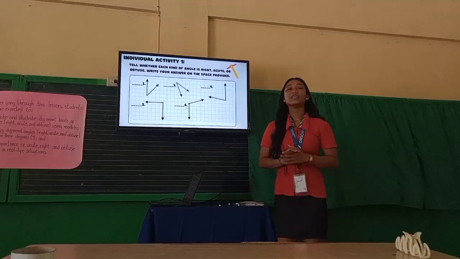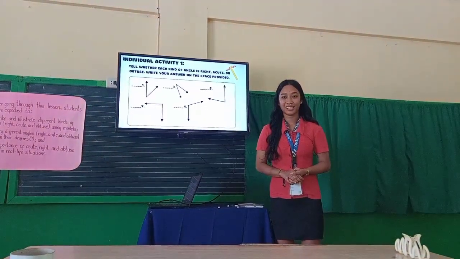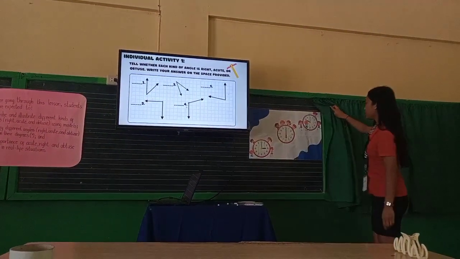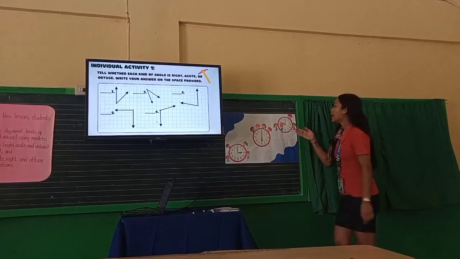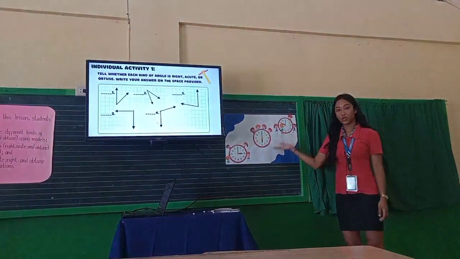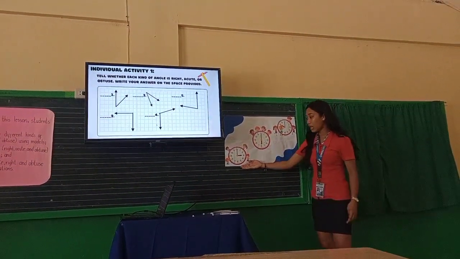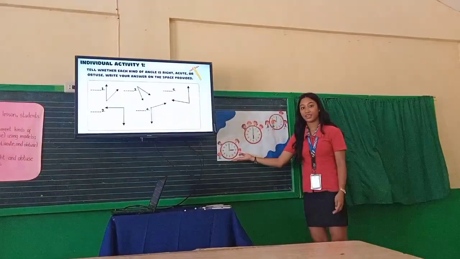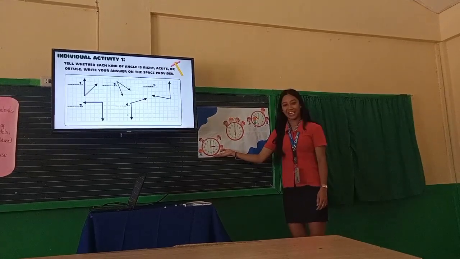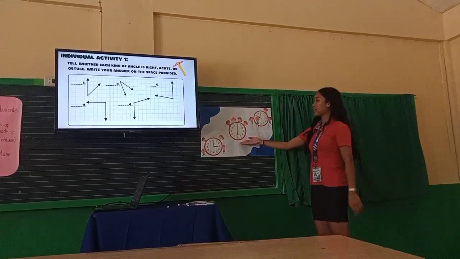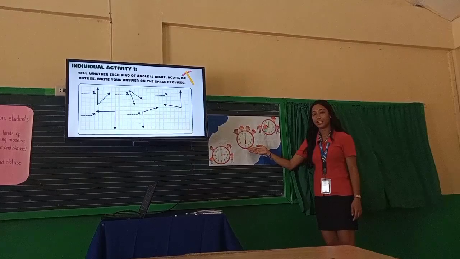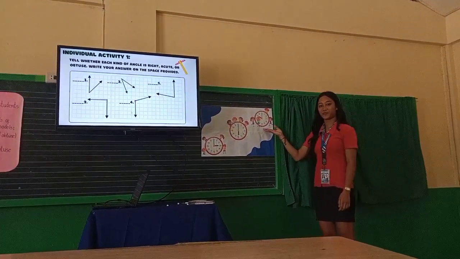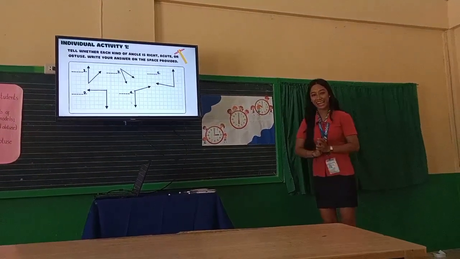Now, do you want another activity? Alright, I love to hear that. Now, I have here a picture. Identify the angles shown in the clock. Look at the hands of the clock. What angle do you think this clock represents? It is right angle. Very good. For the next clock, we have an obtuse angle. Very good. And for the last picture, it is an acute angle.